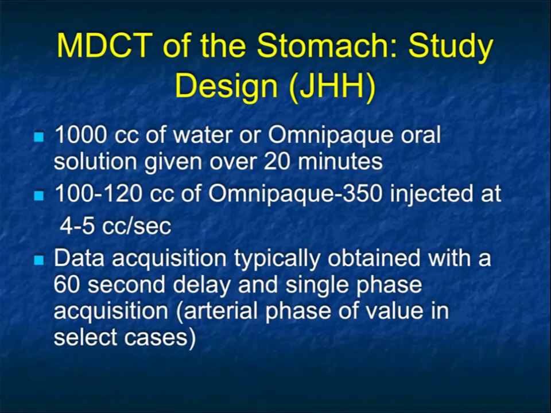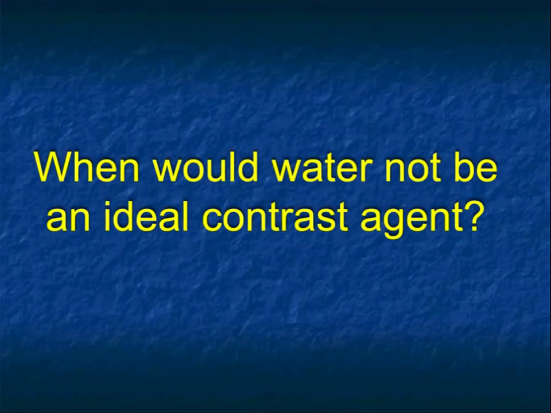IV contrast is critical. 100 or so cc's of Omni 350 ejected at 4 to 5 cc's a second. You know from past lectures, we prefer 5 cc's. In most cases of the stomach, we will do venous phase only, but in cases where we're staging tumor or suspected tumor, then dual phase imaging can indeed be very valuable.